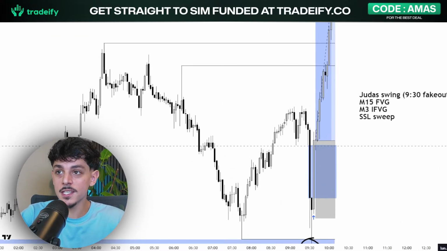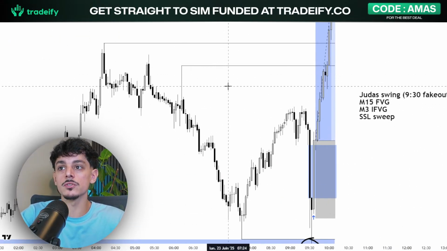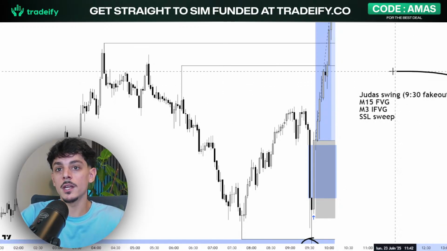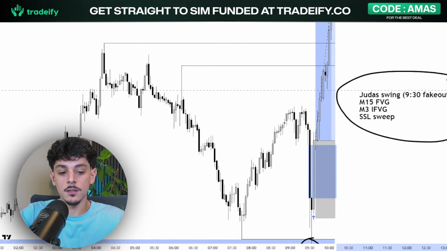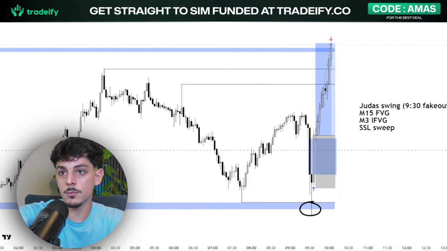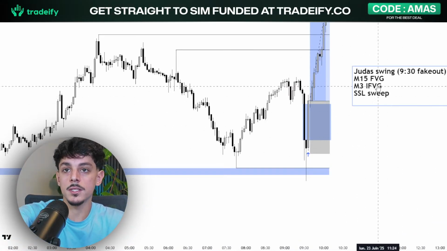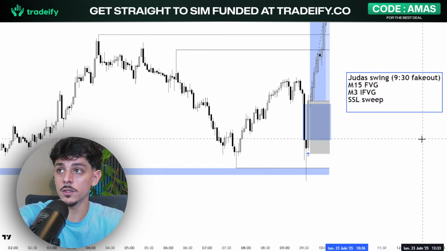Some people are just taking trades off of equal highs or equal lows, just based off of that. Now you have 4 confluences, so you're not taking your trade on something that is not repeatable in the long run. You will always be able to locate 15-minute gaps or IFVGs on the lower time frame on a pair that is so volatile like this one.